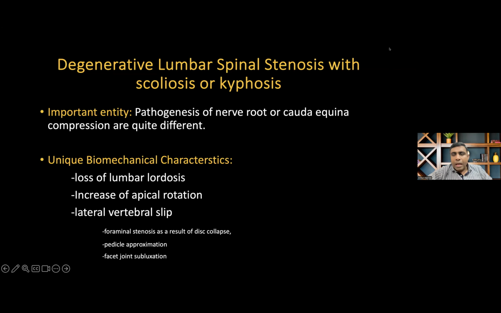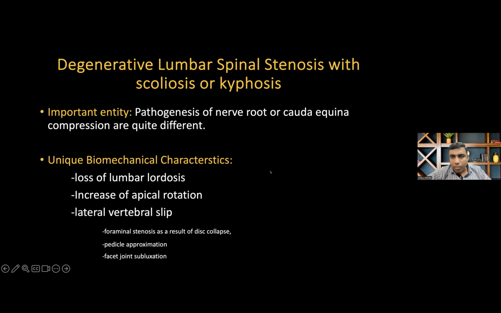Again, a number of patients now come with lumbar spinal stenosis with scoliosis or maybe with kyphosis. And here the pathogenesis of stenosis is quite different. Pathogenesis of pain is quite different, and it is very important to understand what really happens in a degenerative scoliosis, and that will help you in deciding whether you want to correct the deformity or you just want to simply decompress.